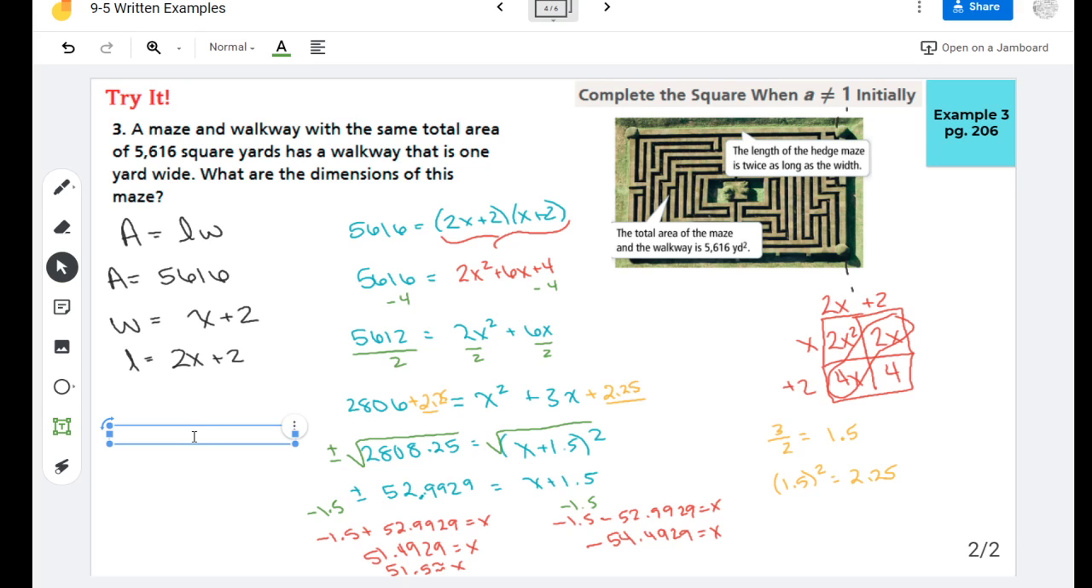So the width of the hedge, or the maze, is about 51.5 yards, and the length is double that. So if I'm calling it 51.5 and I times that by 2, my length is about 103 yards.